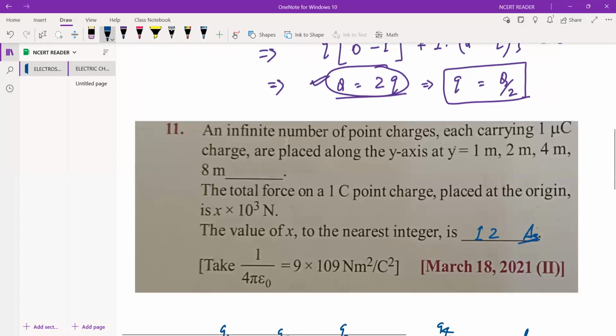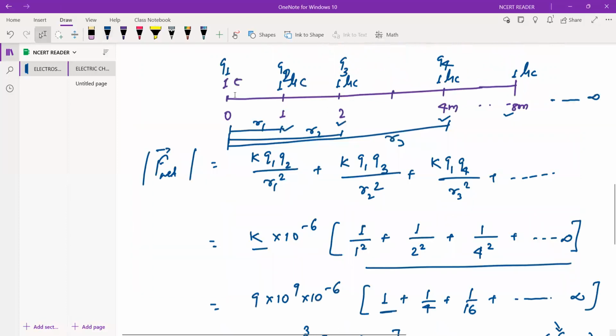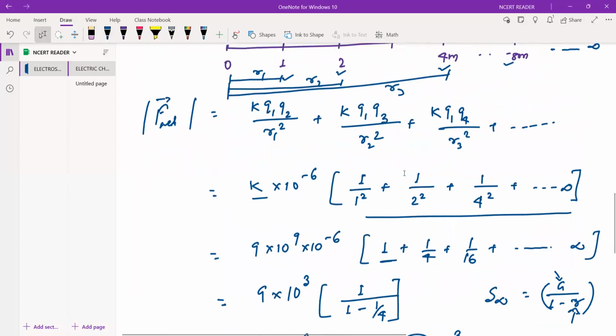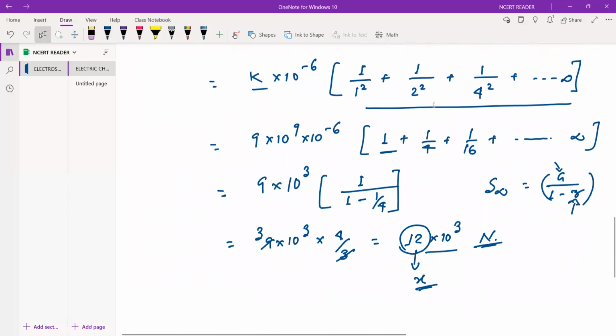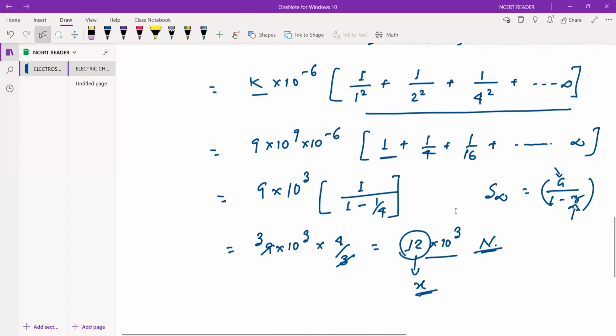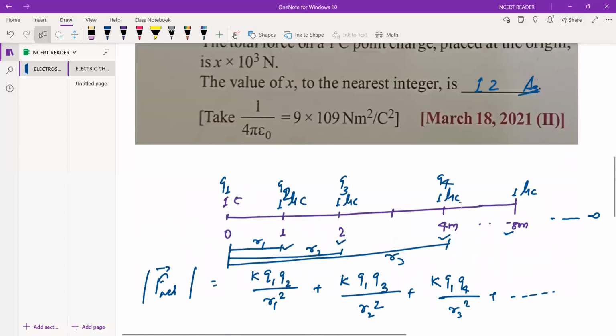So I hope it is clear how we can find the forces between the charges, where one charge is fixed here and the other charges are an infinite distribution. So you can apply the principle of superposition over there, and then just the infinite summation of GP you can write over here, and it is that easy.